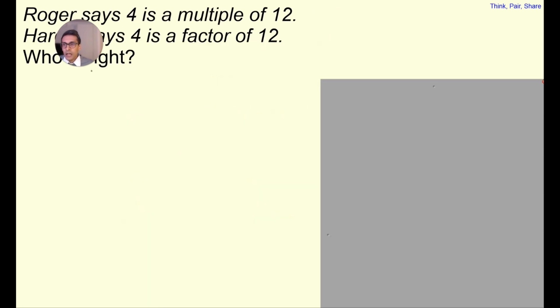Okay, so decide who's correct, Roger or Hardip. Roger says 4 is a multiple of 12. Hardip says 4 is a factor of 12. Who's right? Hopefully by this point you figured out factors fit into a number, so 4 is a factor of 12. It's not a multiple of 12, so Hardip is right, Roger is wrong.